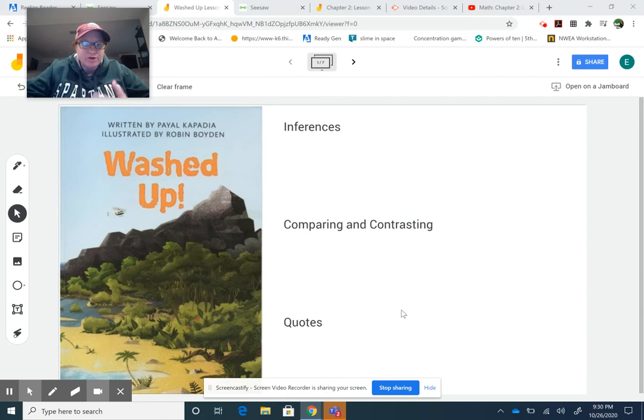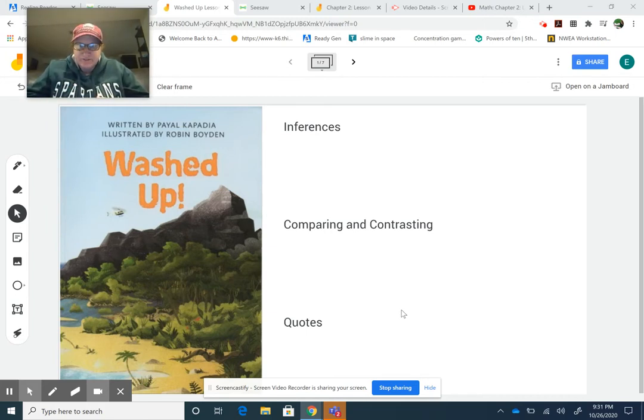We're going to start a new book called Washed Up by Payal Kapadia, illustrated by Robin Boyden. It's not as long as Night of the Spadefoot Toads, but it is a really good book as well. So we're going to be looking at three things while we read through this book. So we'll be taking little stops throughout all of our lessons to look at these things.